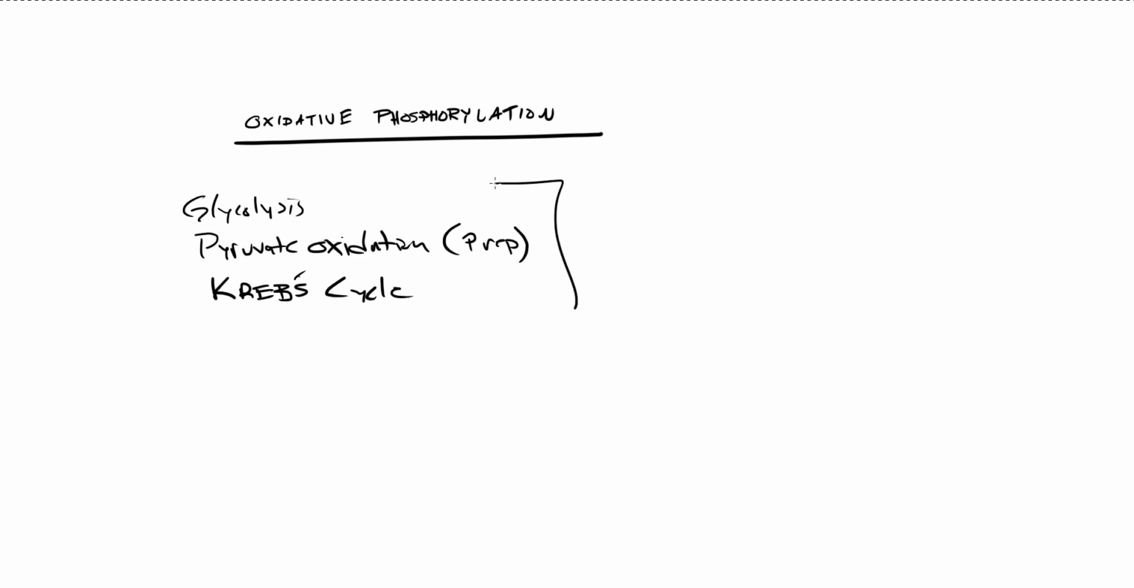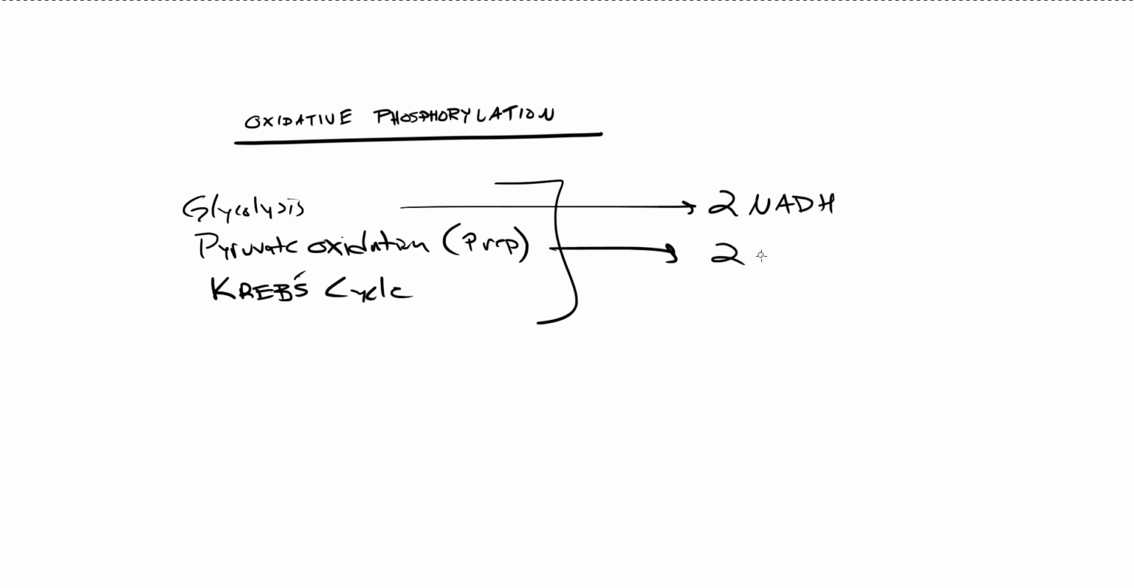And so at this point, we've generated some NADHs, right? So we have two NADHs. We have another two NADHs. This is all per one glucose molecule. Okay, and so one glucose molecule feeds into glycolysis. That gives us some pyruvate plus some NADH. The pyruvate then goes into the mitochondria.